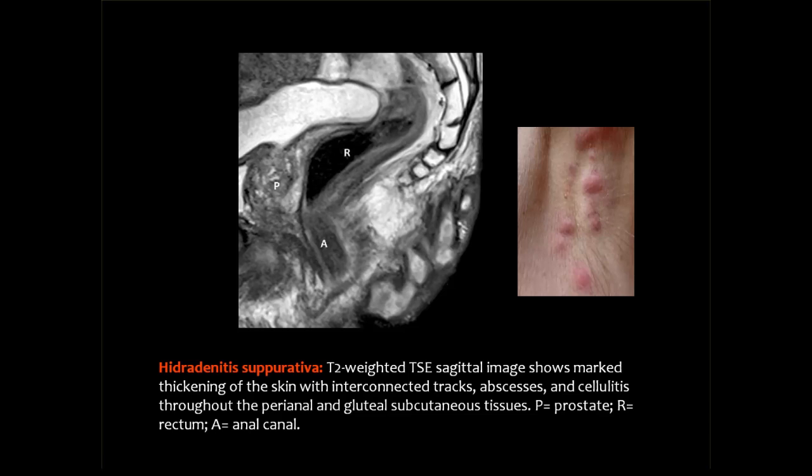Hidradenitis is an inflammatory condition affecting the hair follicles, and it is common in the axilla and sometimes underneath the breast, and in the anal area. Sometimes you get multiple collections in the subcutaneous area, and they may show inflammatory signs. And here you can see the sagittal image. This is the anal canal, and this is the external sphincter, and this is the levator ani, and this is the rectum, and this is the prostate.